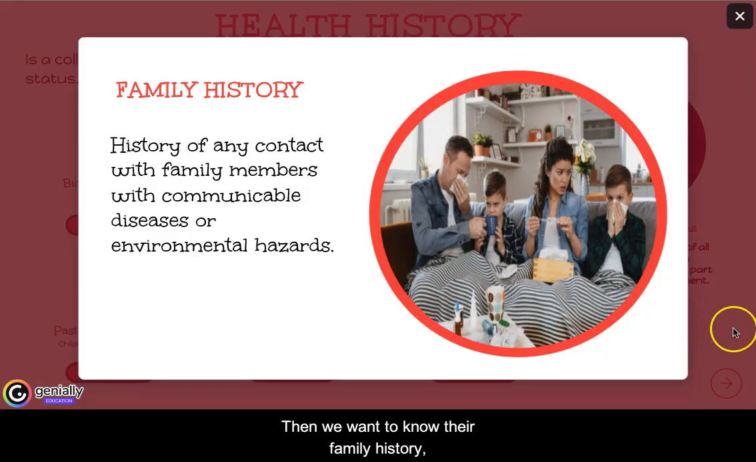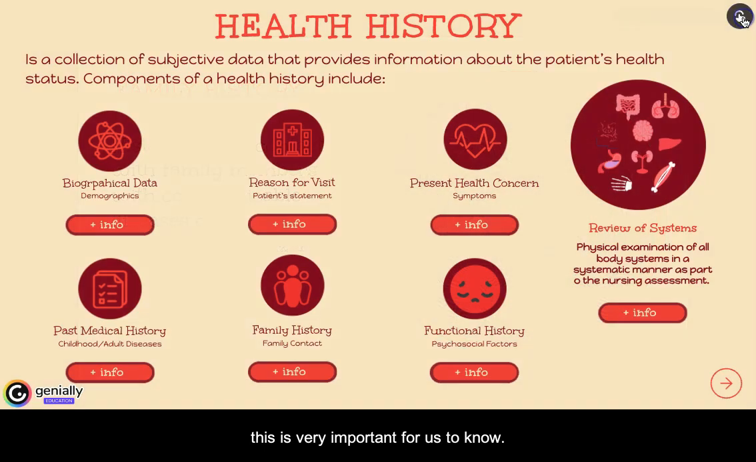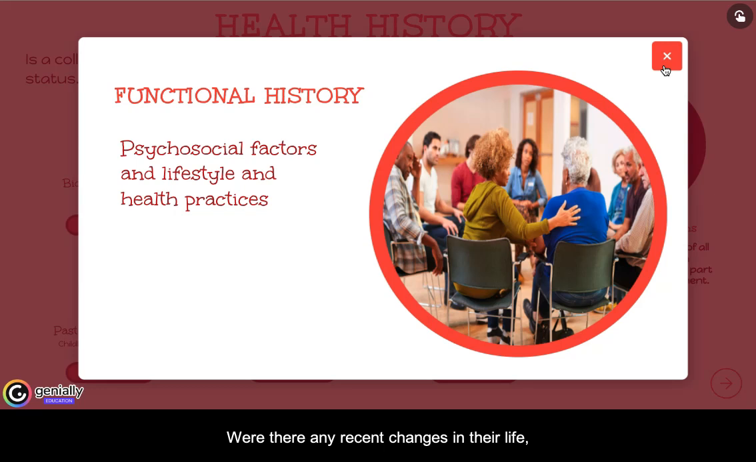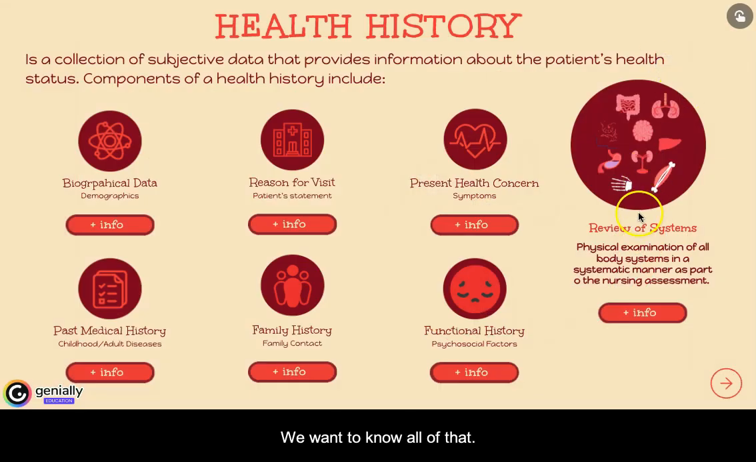Then we want to know their family history. Any contact with family members with communicable diseases or environmental hazards. If somebody in the house had the flu, maybe that's why they're sick and they came to seek treatment. This is very important for us to know. Then we want to know their functional history. For example, how they function psychologically, their psychosocial factors, lifestyle and health practices, and their level of activity, for example, how they exercise. Were there any recent changes in their life, for example, a death of a loved one? We want to know all of that.